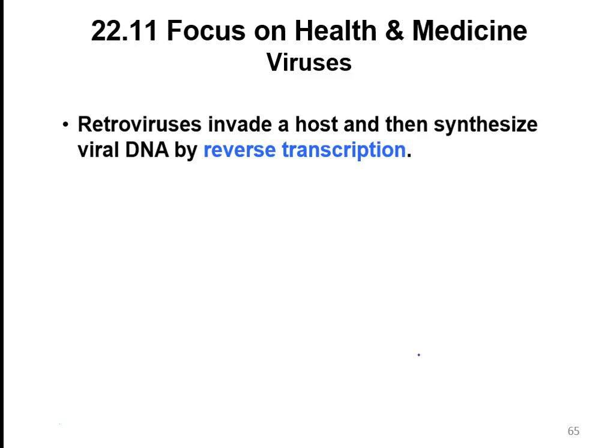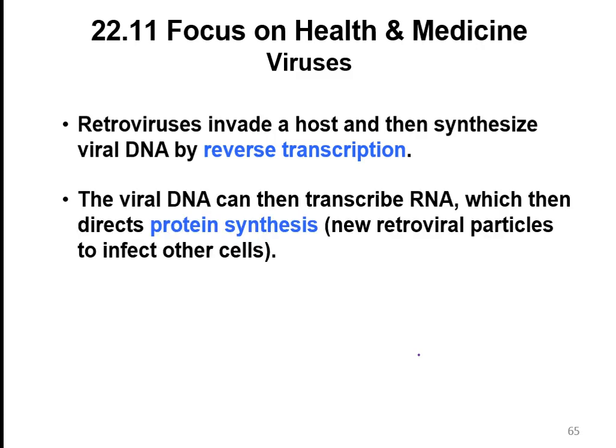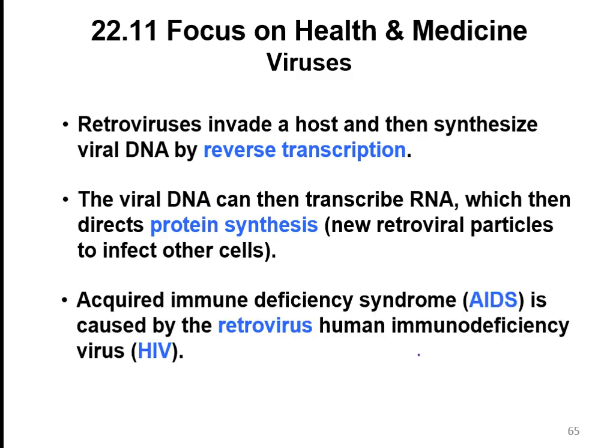Okay, so here's a step-by-step of what just happened. The virus invades a host cell and then synthesizes viral DNA by reverse transcription. The viral DNA can then transcribe RNA, which then directs protein synthesis, and the new retroviral particles then infect other cells. HIV is an example of this, where it hijacks its cells and replicates itself.